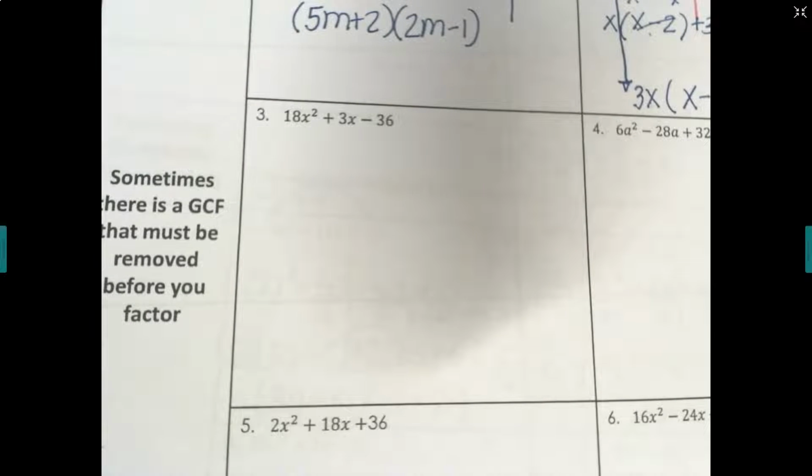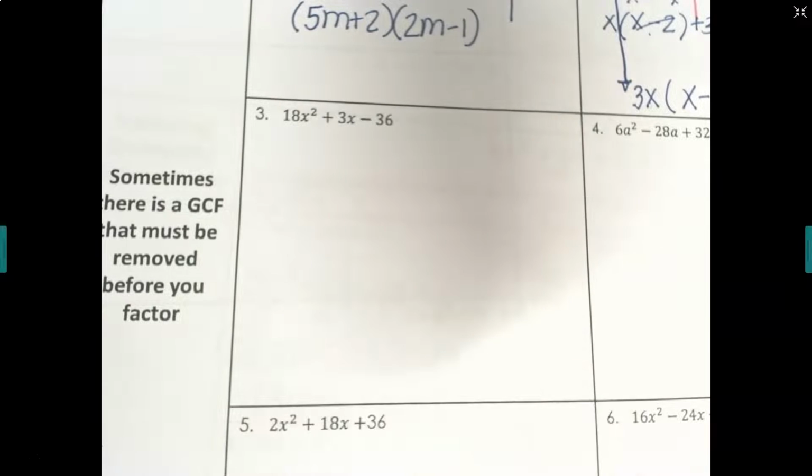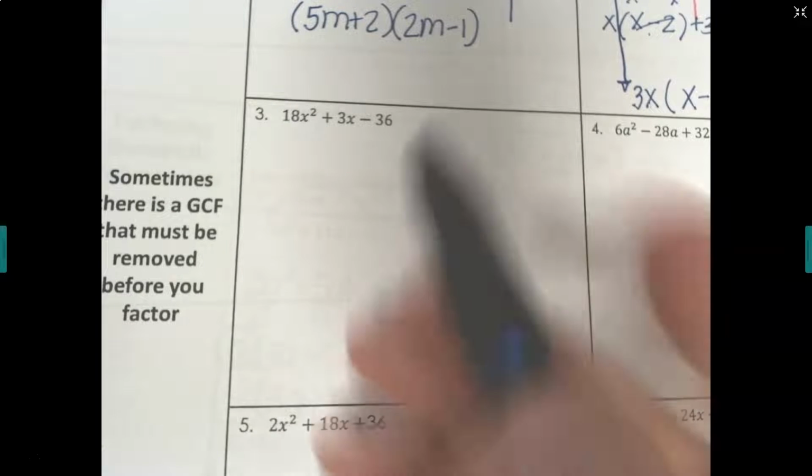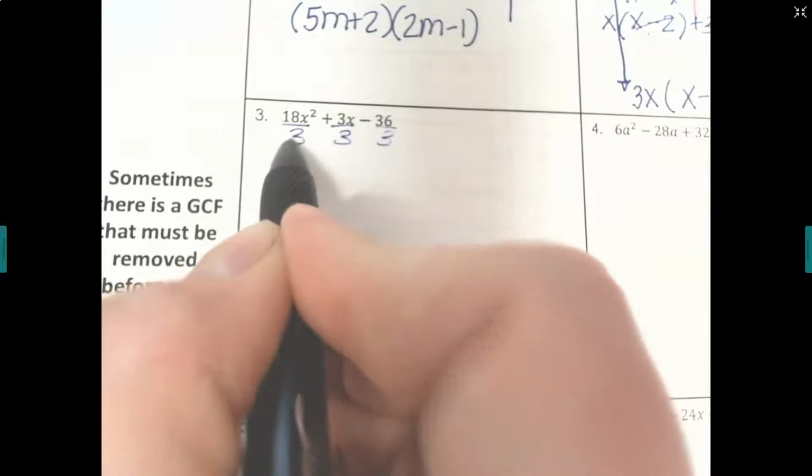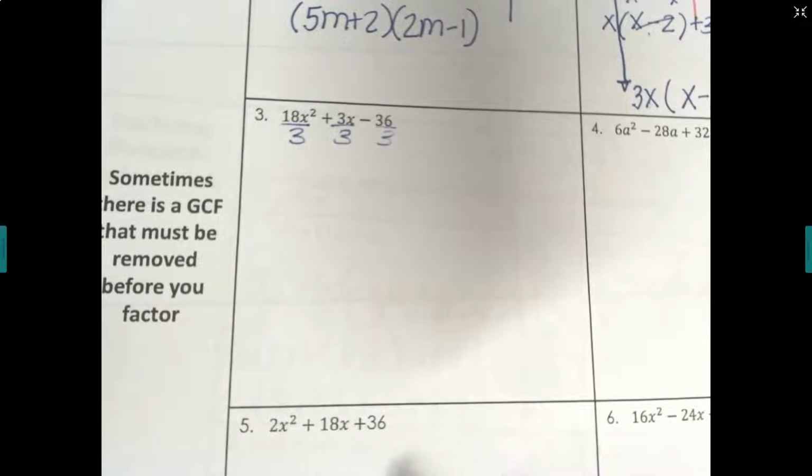18x squared plus 3x minus 36. They don't all have x's, so I know I'm not going to take out an x here, but I do notice they all share a 3 in common. So I need to take that GCF out before I begin.